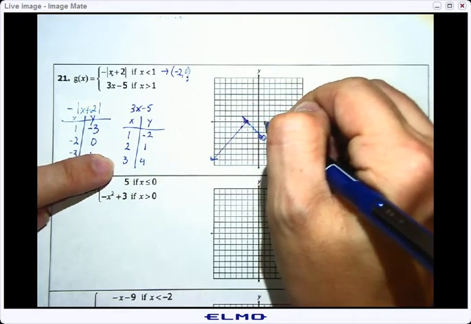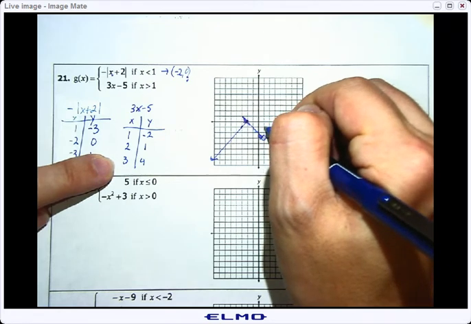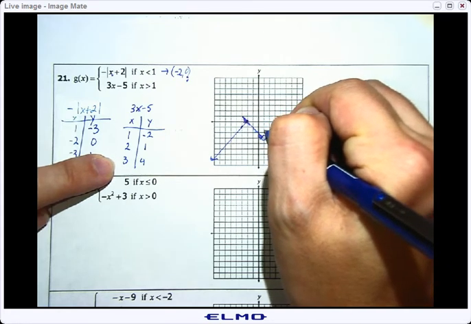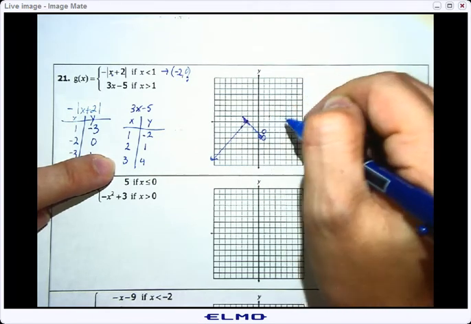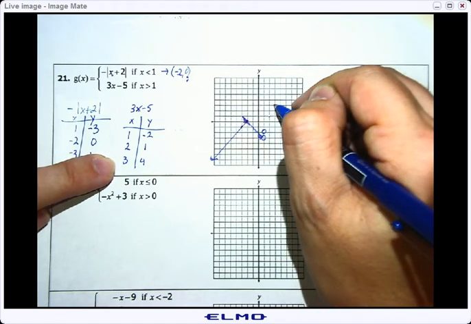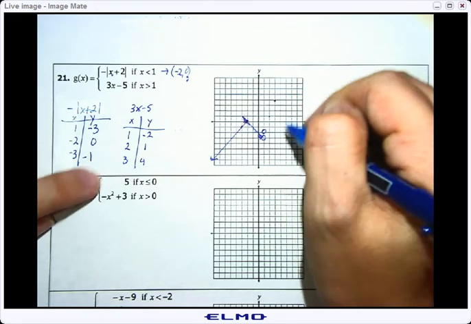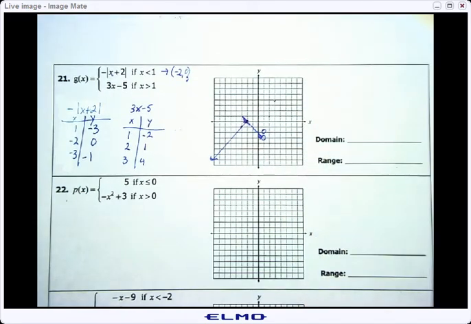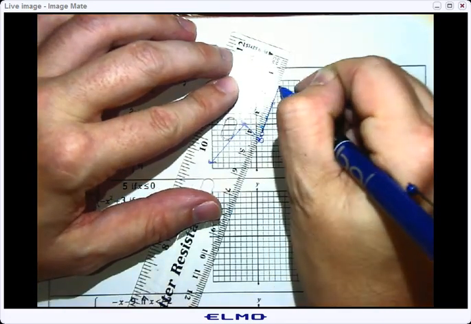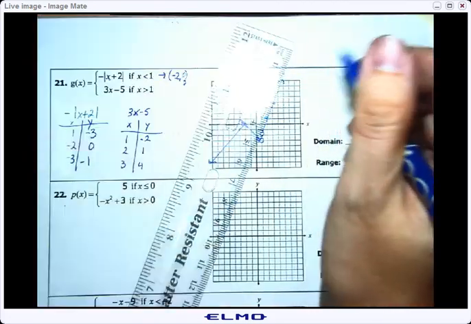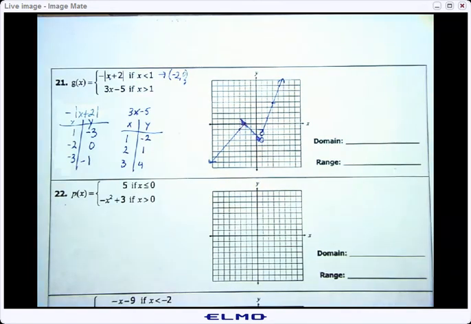So 1, -2 would have an open circle. 2, 1, 3, 4. All right, connect those. So there is your piecewise function graph.